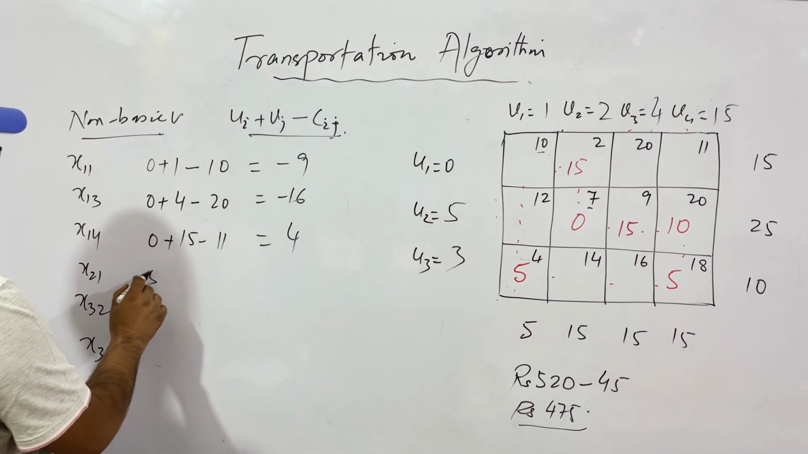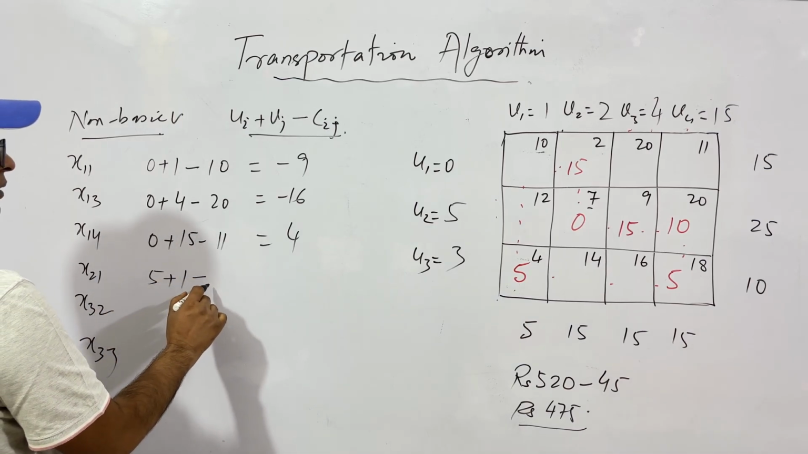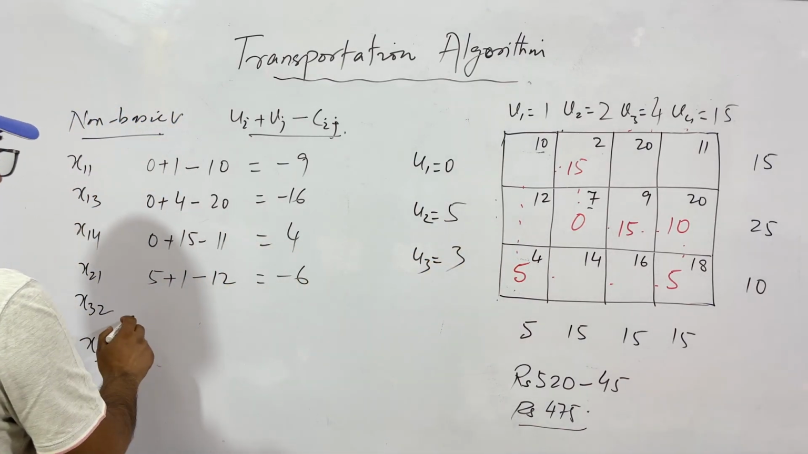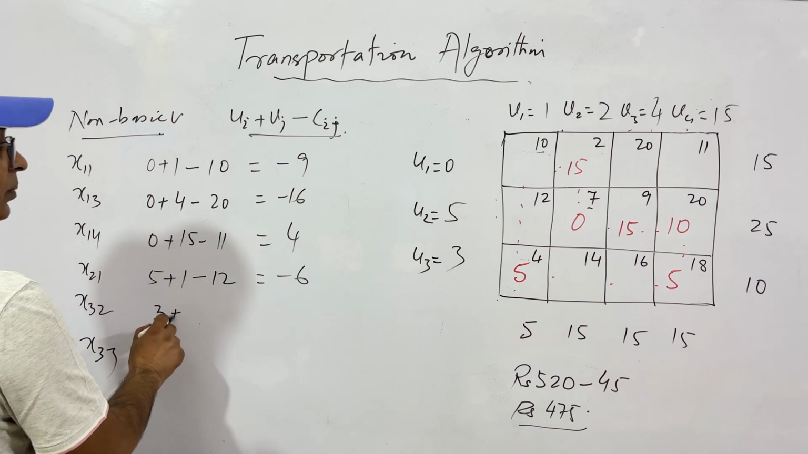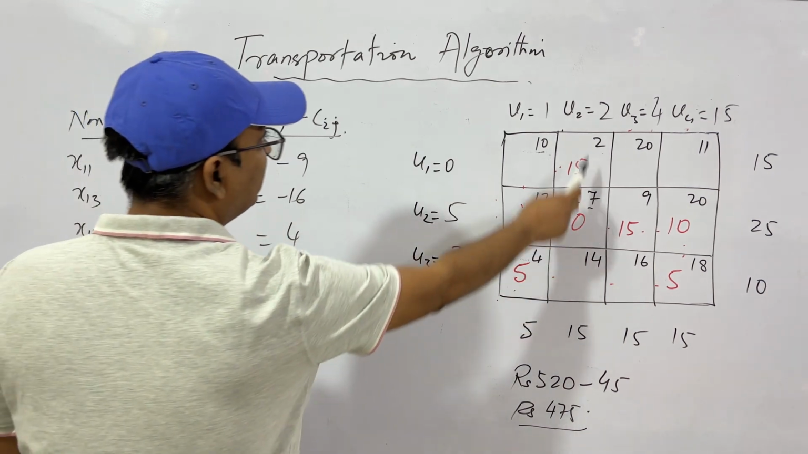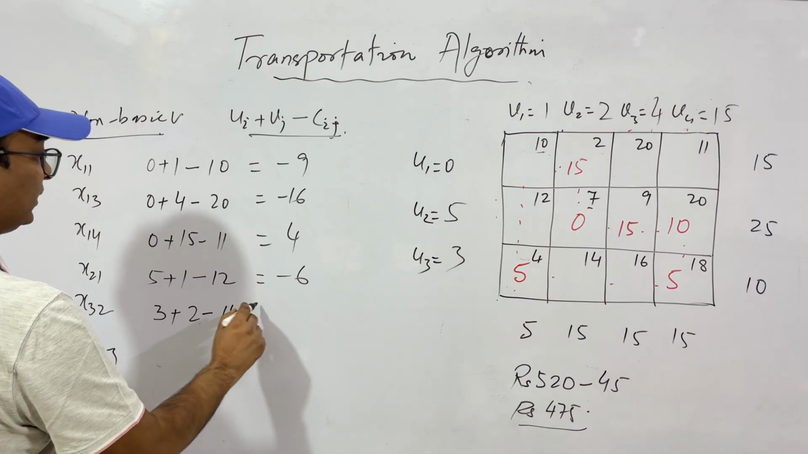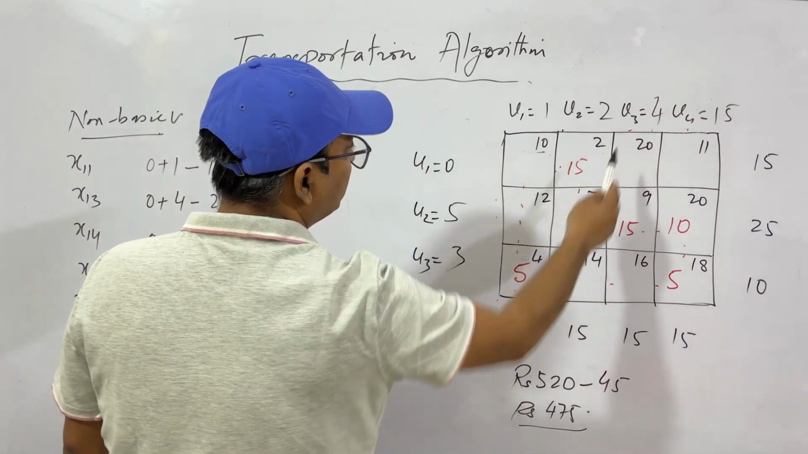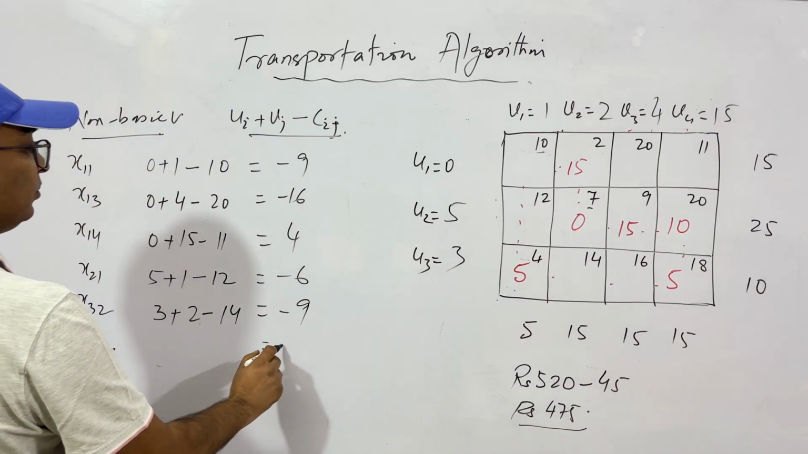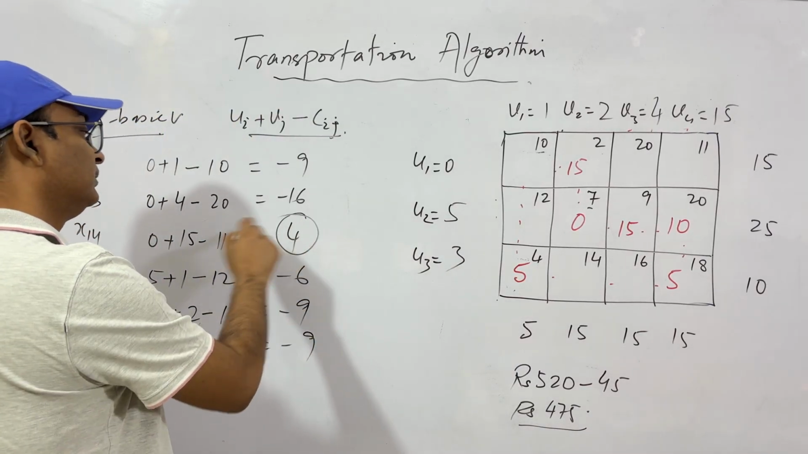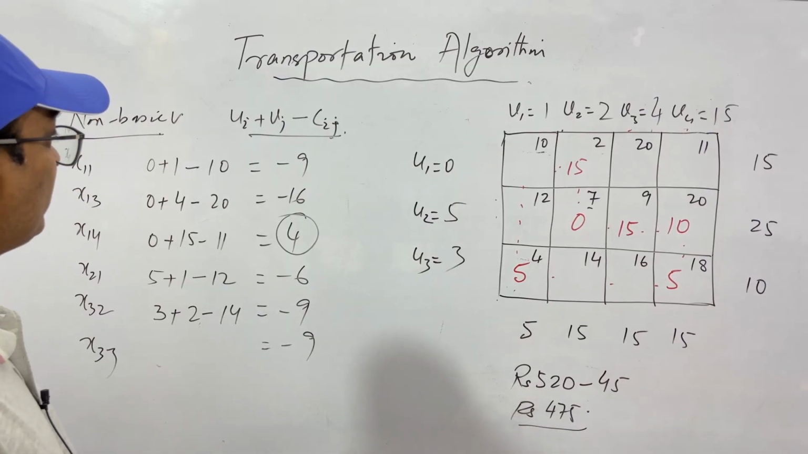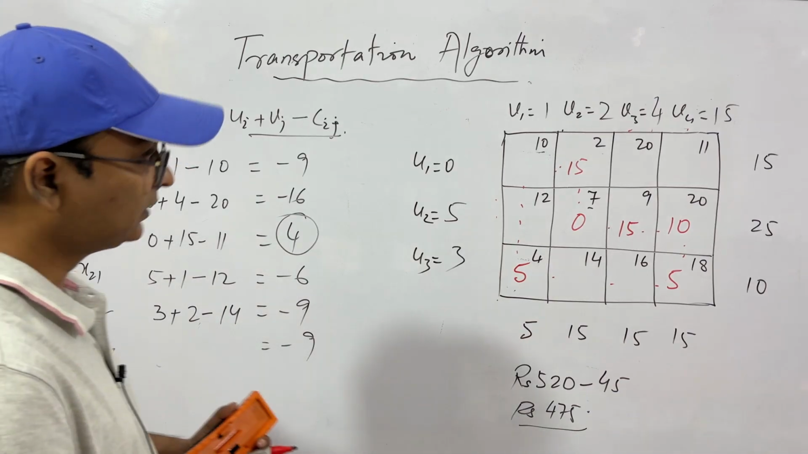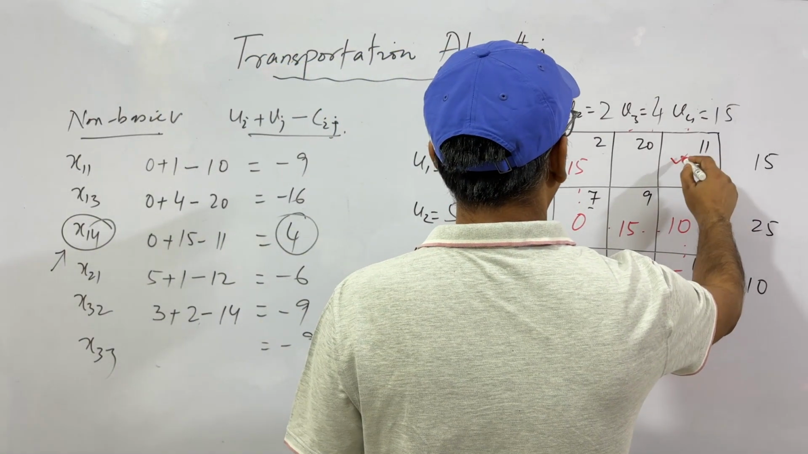x21, u2 is 5 and v1 is 1, minus 12. So 5 plus 1 minus 12, this is minus 6. Then x32, that is 3 plus 2, minus 14, it is 5, so this is minus 9. x33, it is 3 plus 4, 7, 7 minus 16, that is minus 9. So still we have this value which is positive. So x14 will be our new entering variable.